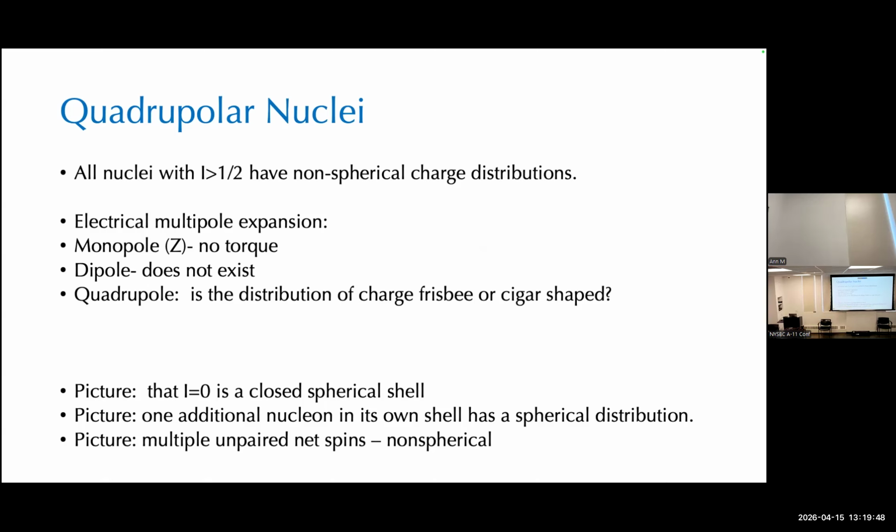Picture that if you had I equals 0, you have a closed spherical shell, like the distribution of charge in the nucleus is perfectly spherical. Then picture that if you add one more nucleon into that shell, you could have a magnetic dipole, but you still have a spherical distribution. It's like having one s electron, like the analogy to the Bohr model or hydrogen atom. But now if you have multiple spins, multiple nucleons, multiple protons, then in that case you could have a non-spherical distribution of charge. So what would that look like?